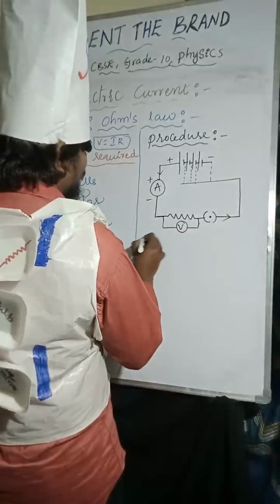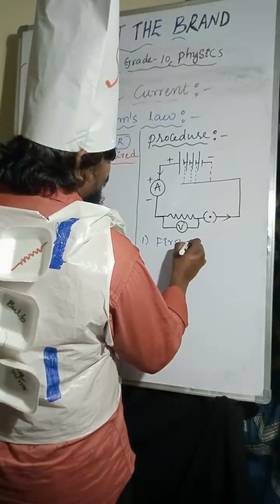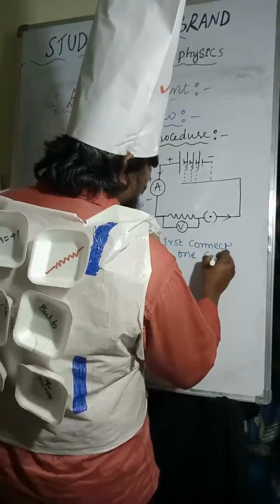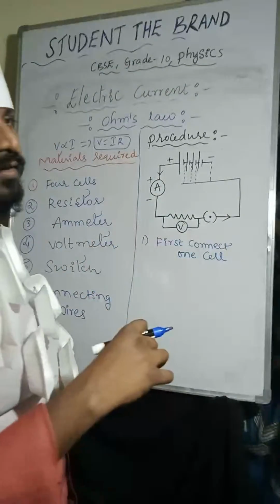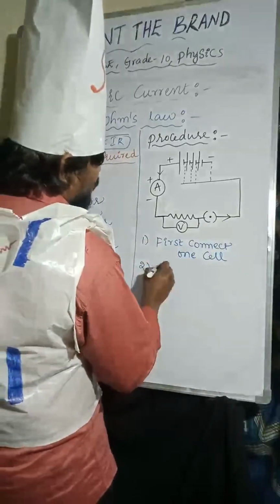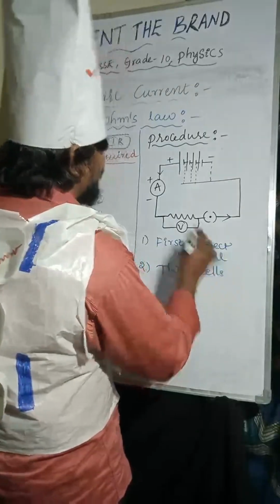First, connect one cell. You have to connect one cell and note down the reading of the ammeter and voltmeter. Second, connect two cells and repeat the process.